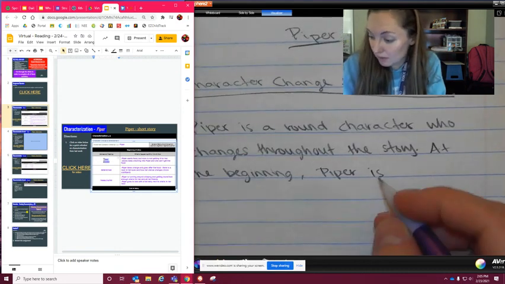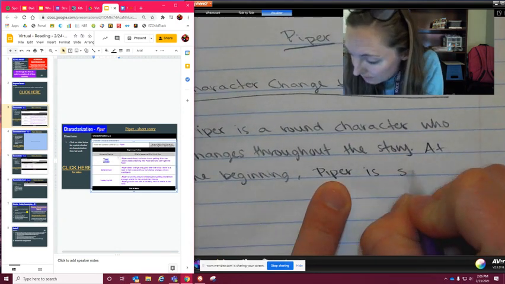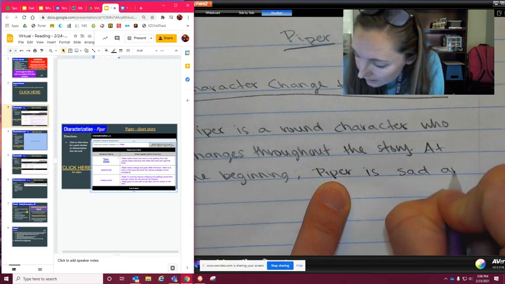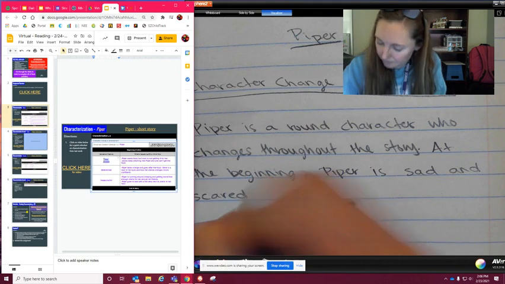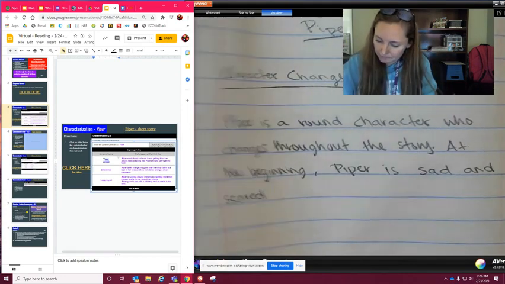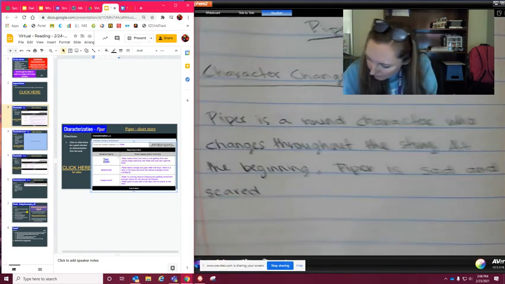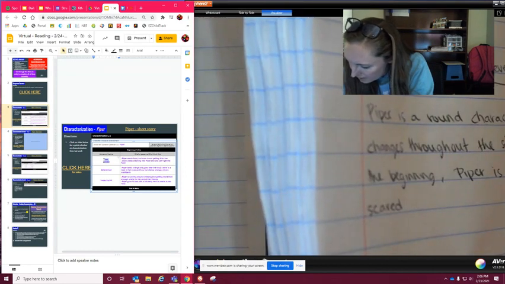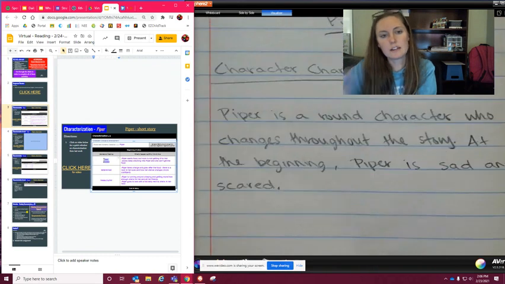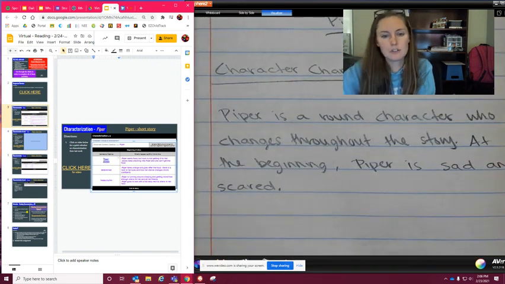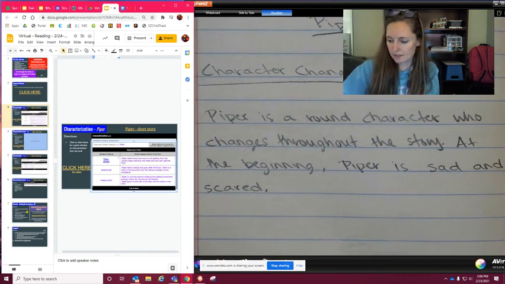So I'm going to say Piper is, and I'm just going to write it. I'm going to do both of them. Sad and scared. Okay. I think we're done with that sentence. Yes. All right. Perfect. So now you have 2 sentences done. Piper is a round character who changes throughout the story. At the beginning, Piper is sad and scared.